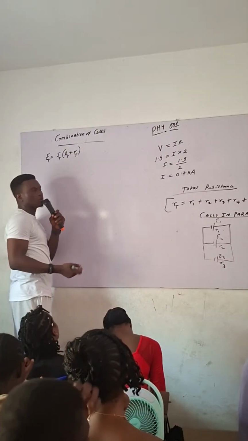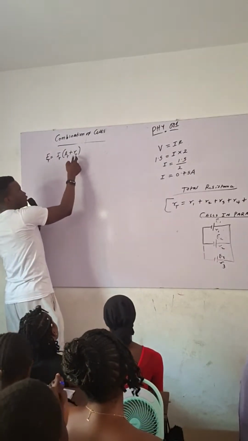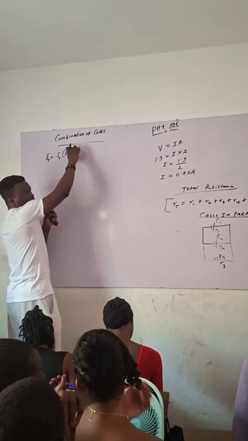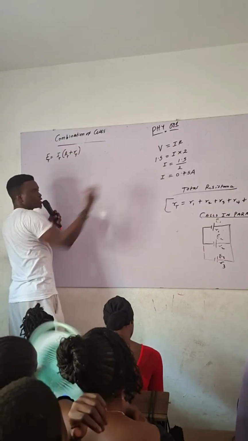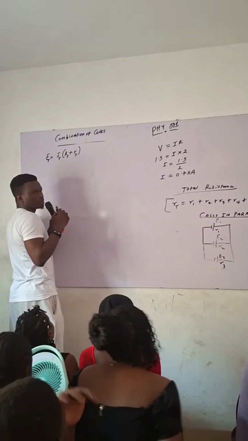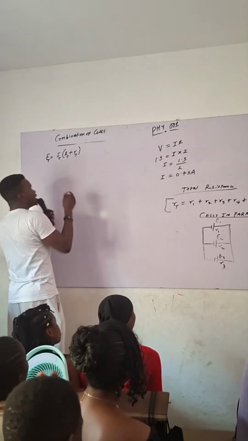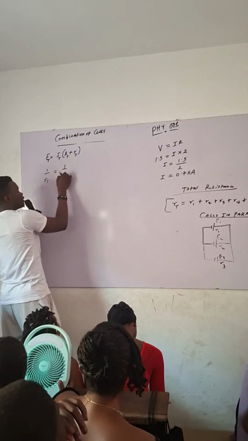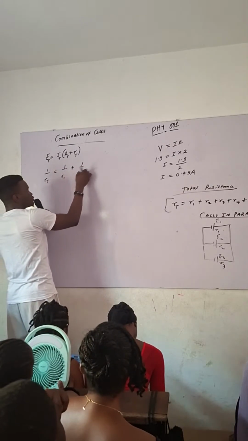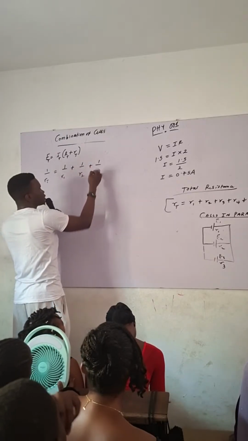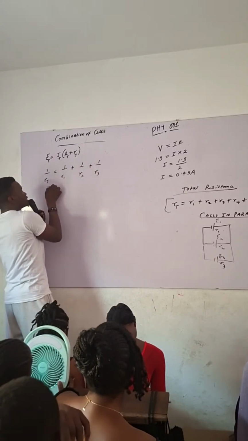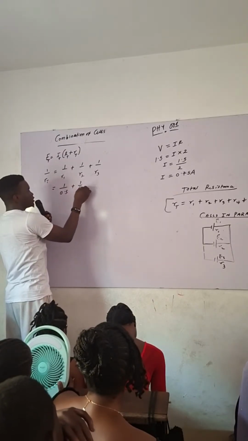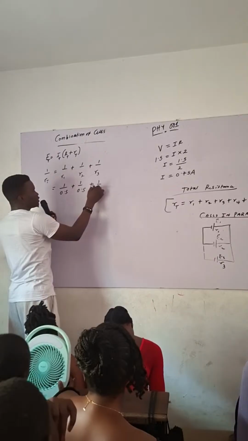So how will I get this R total? Because they are in parallel, I'm going to use 1 over R total is equal to 1 over R1 plus 1 over R2 plus 1 over R3. Is that clear? And that's going to give me 1 over 0.5 plus 1 over 0.5 plus 1 over 0.5.